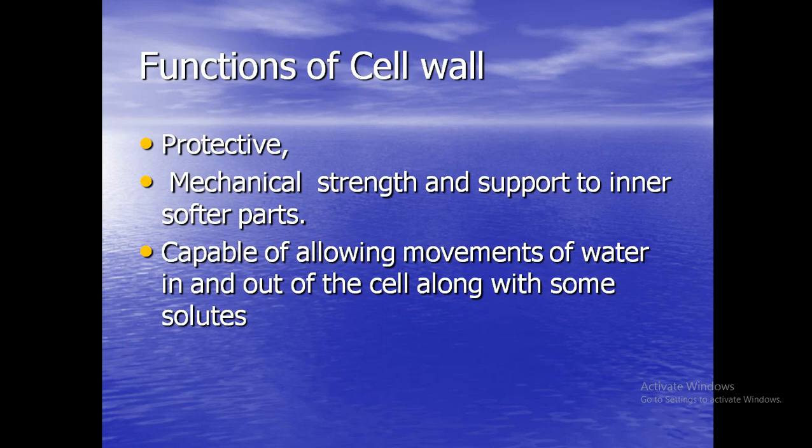But at the same time, the cell wall is not impermeable. It allows the movement of water in and out of the cell along with some solutes. So this cell wall allows the movement of water in and out of the cell along with the solute. That is, the nourishment to the cell is provided by the cell wall. That means allowing this movement of water as well as some solute materials. So these are the functions of the cell wall.